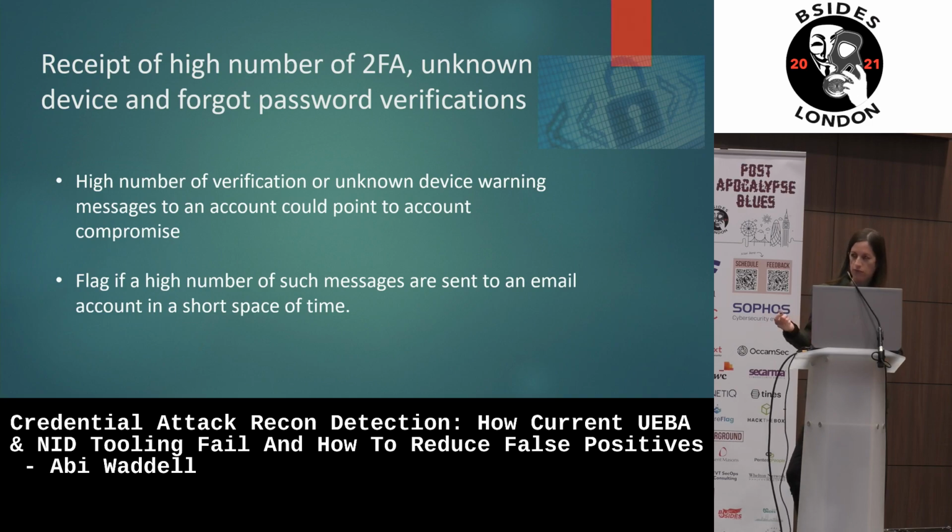So a member of staff's personal email, for instance, may be used to compromise the equivalent company account. So any recon or account testing may trigger the sending of these system messages to a particular email address in your business. So you basically need to flag whenever a high number of these messages are sent to single or multiple email accounts in a short space of time.